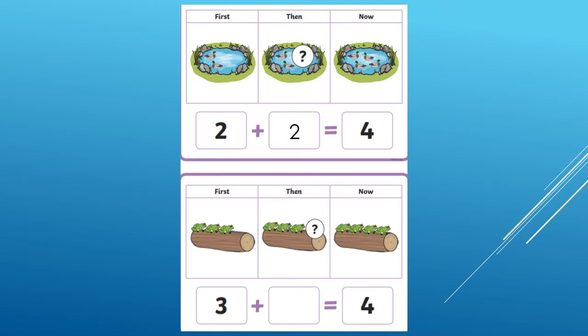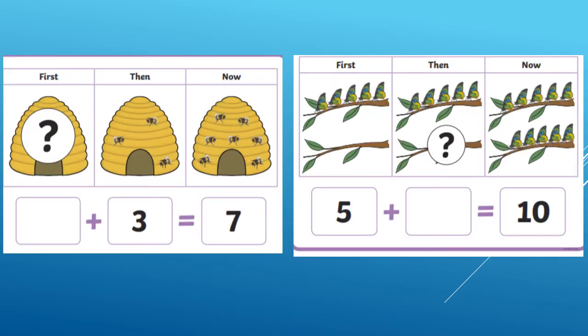Let's try the next one. First there was 3 frogs on the log, then 1 frog came along, and now there are 4 frogs on the log. Can you pause the video and give these a try? Can you write out the number sentence, but can you also read the number story out loud using your first, then and now?